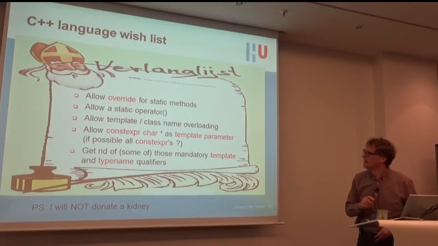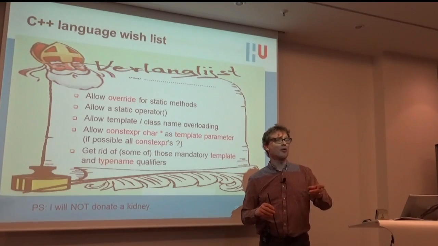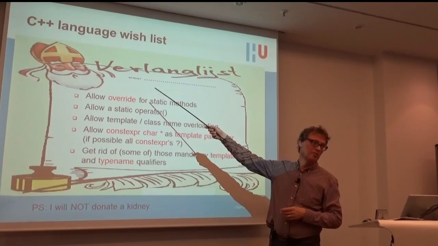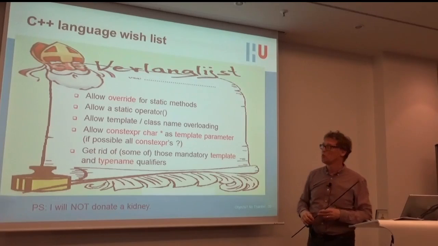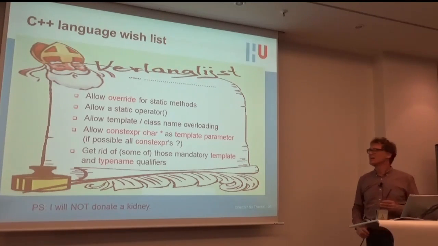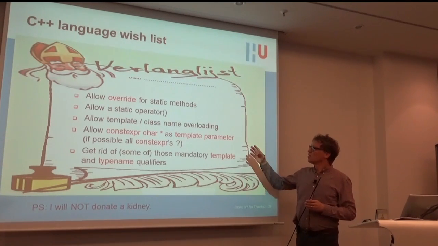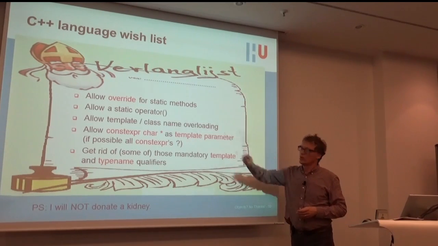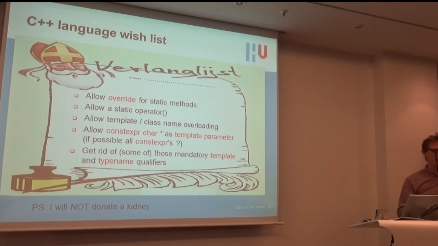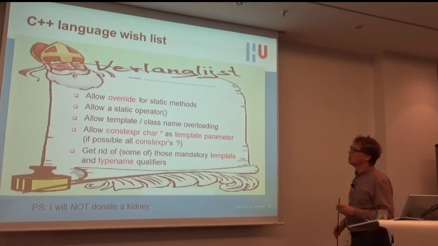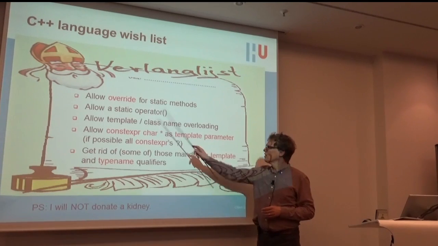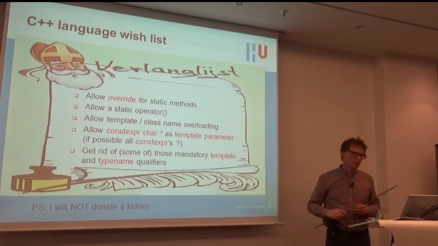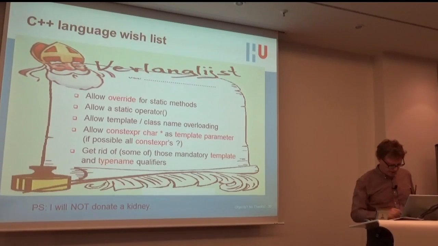Oh, that brings me to what I would like. You know, it's December 5th now. In my country, the Netherlands, we have the feast of Sinterklaas, where we get presents. So I have a few wishes on my Sinterklaas wish list. Could we please have override for static methods? It would be nice if the invoke operator could be a static method. It's not allowed; it has to be a real method. It would be very nice if templates and classes could have the same name. And, well, these are less important. And I will not donate a kidney.